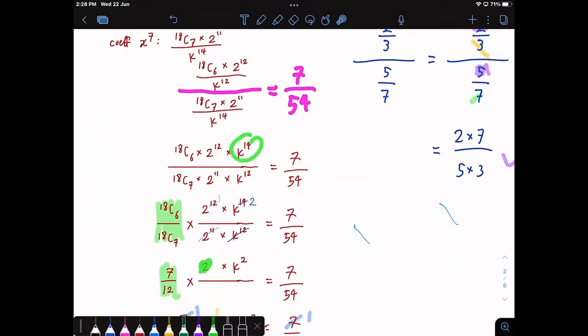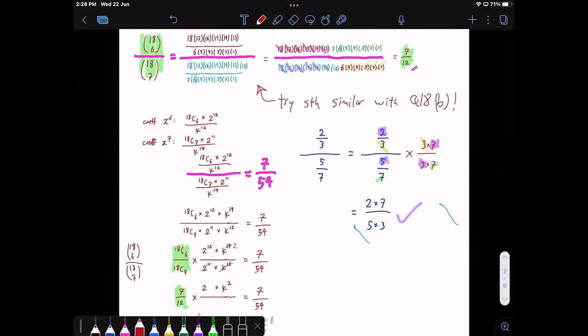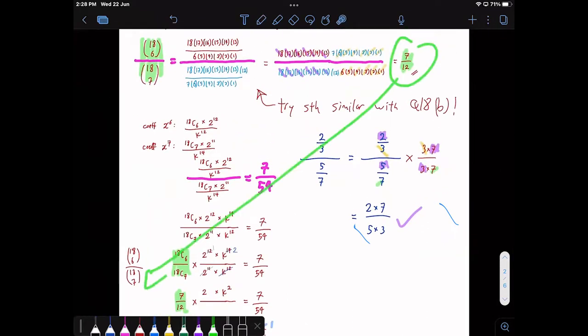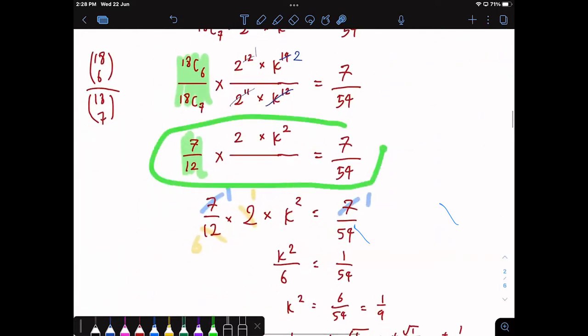How about k power 14 and k power 12? Cancel. Left with how many copies? 2 copies on the top, k squared. And 18 choose 6 over 18 choose 7. It's just a different way of writing 18 choose 6 divided by 18 choose 7. I already did the working on top. It's 7 over 12. Remember? Then I just substitute with 7 over 12. Okay, good. So now we finally simplified it into this format.